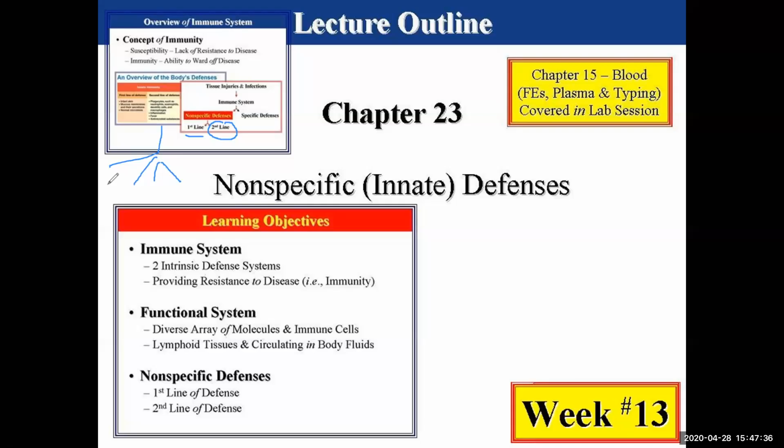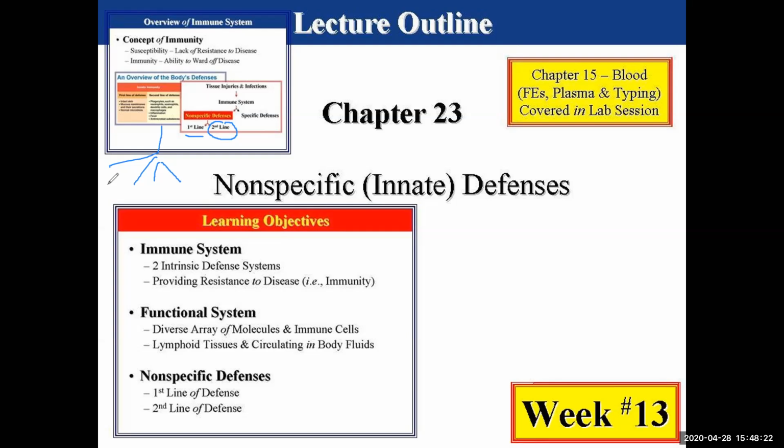Again, macrophage, neutrophils, eosinophils, dendritic cells. Eosinophils. Neutrophils. Dendritic cells. And macrophages. So that's the first component, cells that kill by using phagocytosis.